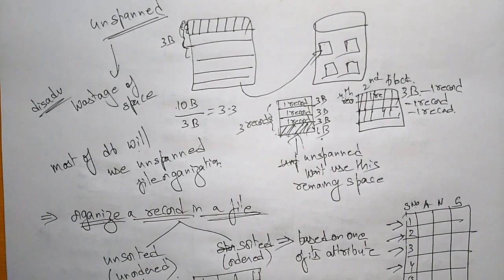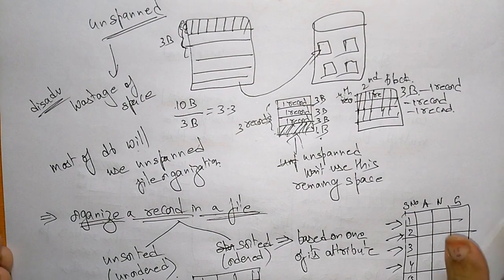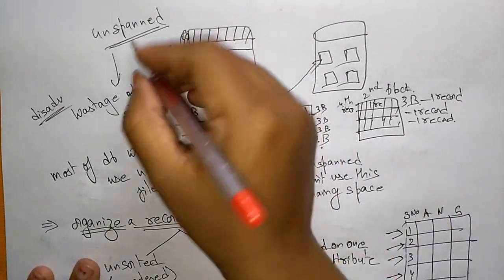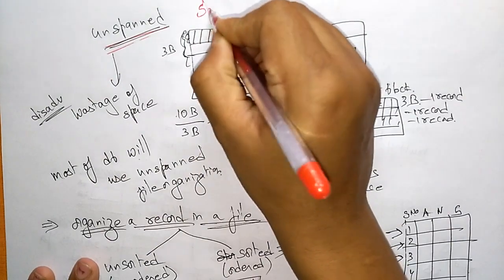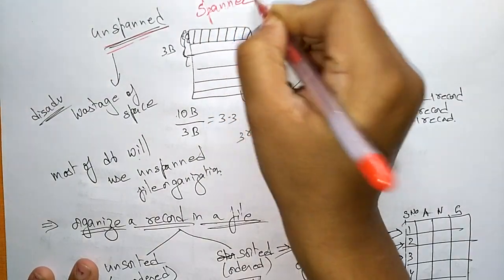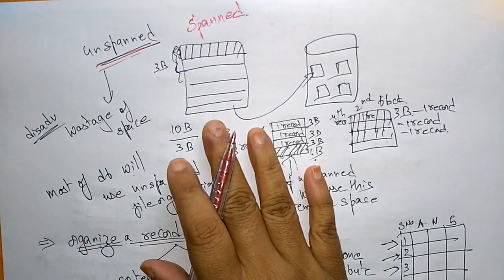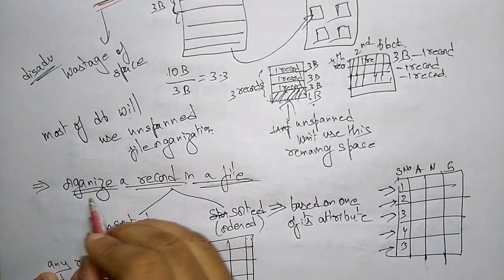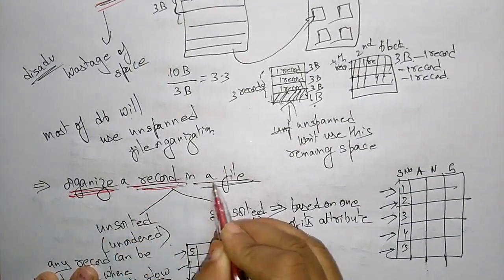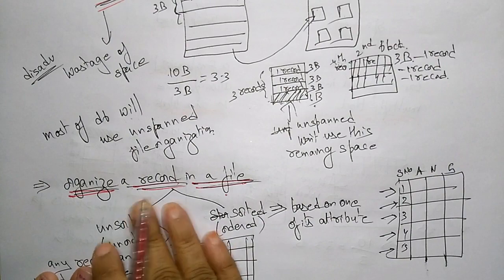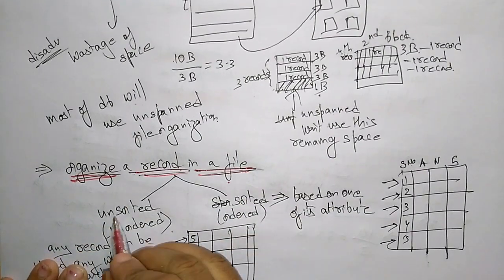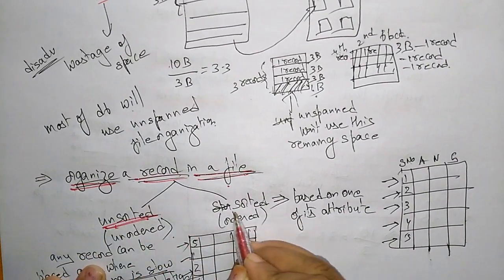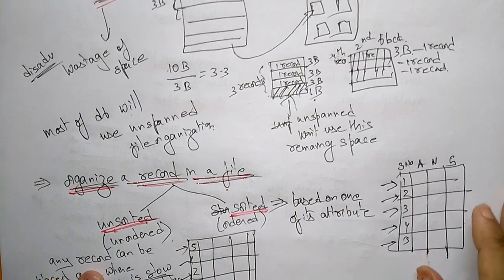Okay, so this is how the files will be organized. The file can be organized in unspanned and spanned manner in the hard disk, whereas a record can be organized in a file in a sorted manner or unsorted manner.